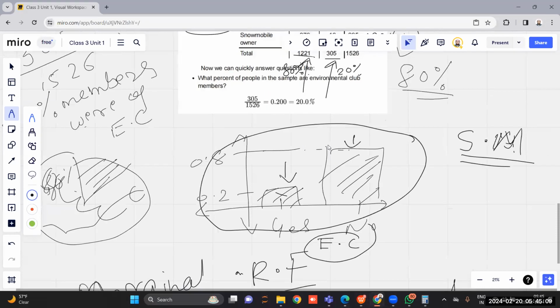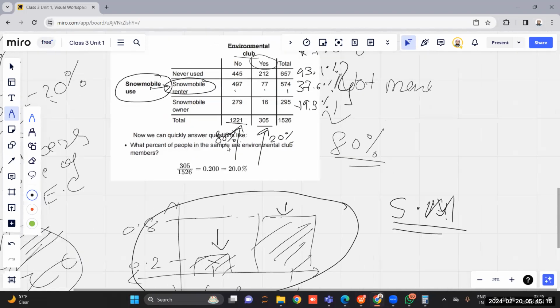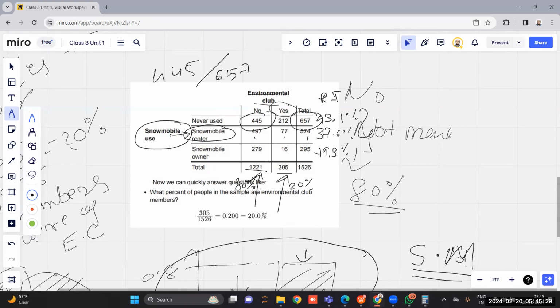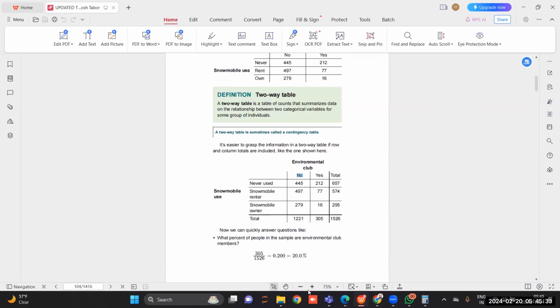I'll divide here. We have it on the table, correct? Okay. So I'll divide 445. I want to know this. So I'll take 445 divided by the column total. What is the column total? That's 657. Understood, Zaid? Yeah, I'm there.